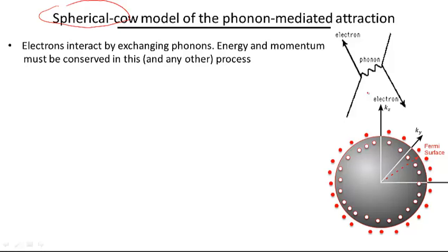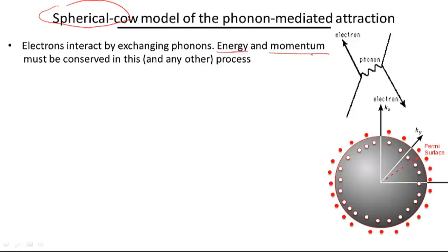In any case, what we're talking about is electrons moving around in the presence of a crystal lattice, exchanging waves running through the lattice, these phonons. This diagram is an example of a Feynman-like diagram which shows this kind of exchange. In any process like this, we must satisfy basic conservation laws, and in particular, we must ensure that both energy and momentum are conserved.